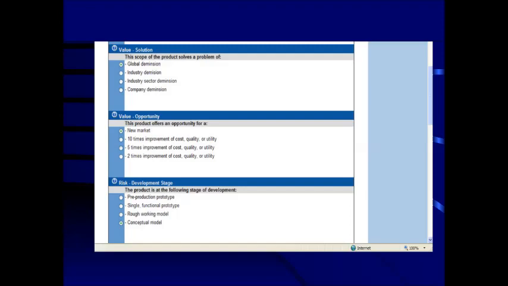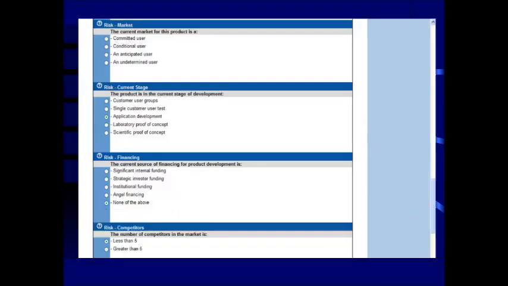Also, this screenshot indicates where the assessment points shift from value considerations to risk considerations. For instance, development stage takes into consideration that early stage prototype development has a higher risk profile than later stage prototype development. Additional risk factors include current market stage, market validation, product development funding, and competitive environment.